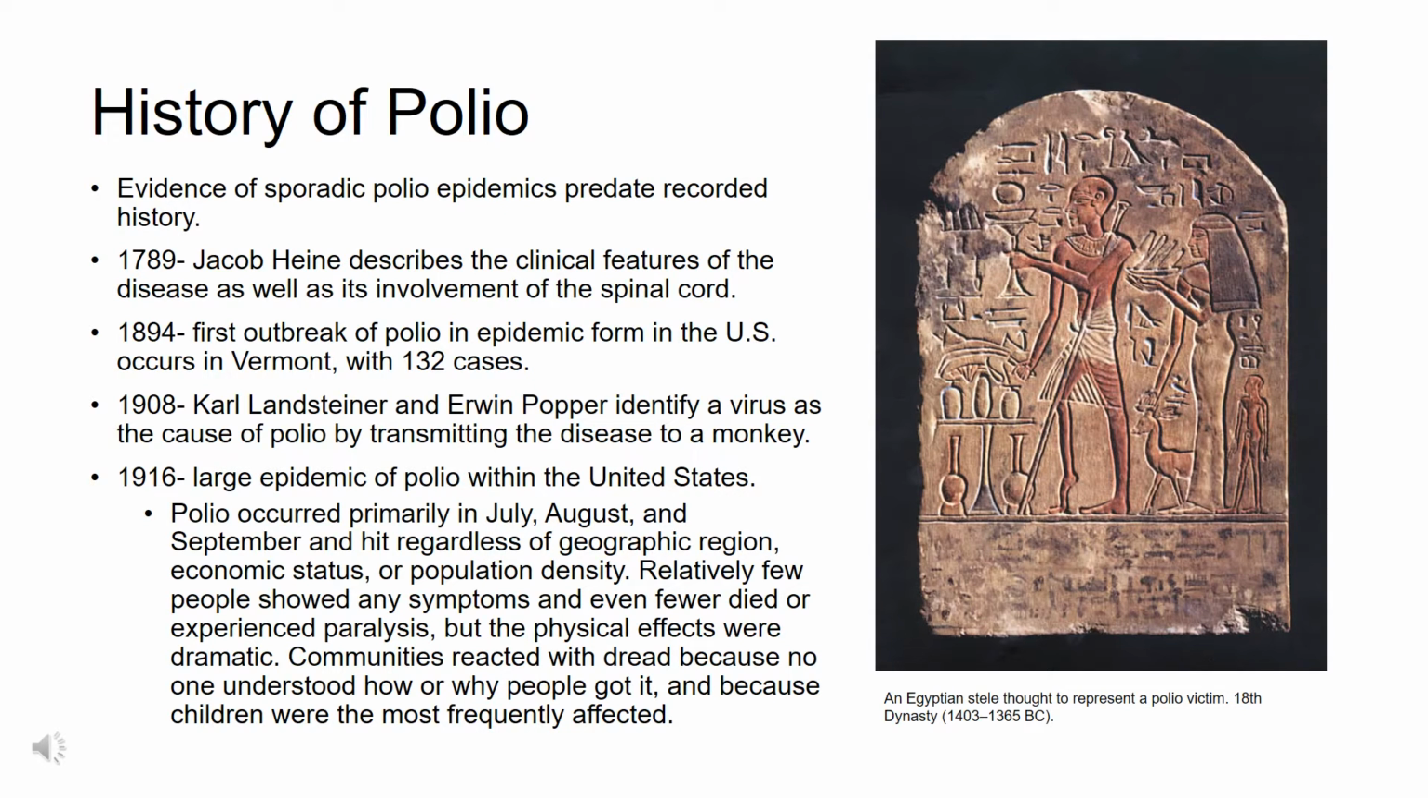While we don't know when the polio virus first started affecting humans, we do have evidence that dates back to 1400 BC indicating that Egyptians suffered from polio. More currently, in the late 1700s, the clinical features of the disease were first described, and outbreaks began in the late 1800s, moving to epidemics in the early 1900s.